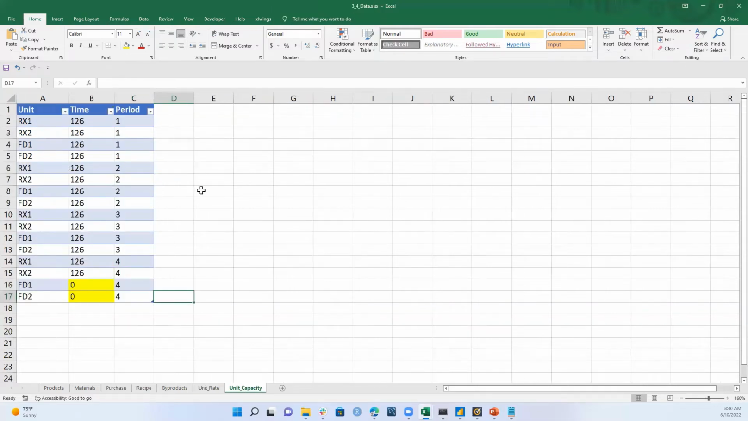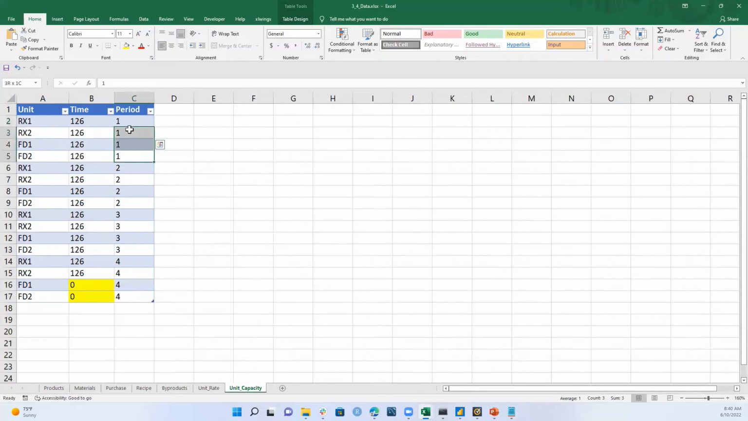And then we have our final table, which is unit capacity. So in column A, we have the unit. We have the time available that unit can be operated or run or used for manufacturing in column B, and the period that is associated with.